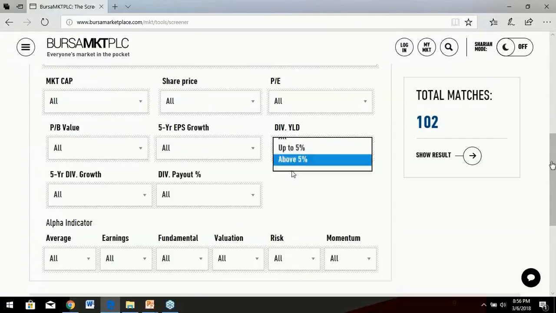Now, as you can see, your total matches has actually dropped from 936 to 102. Okay, so this has actually eliminated nearly 80% of the stocks in Malaysia. So only about 10 to 20% of the stocks in Malaysia pay more than 5% in dividend yield. But as you can see, the total matches is 102. There's still plenty of shares. So what do we do?